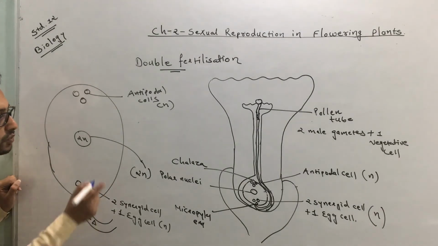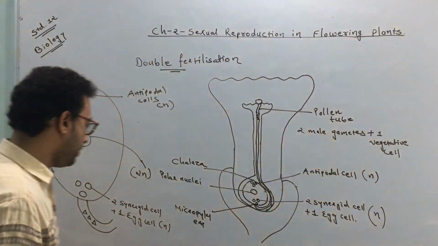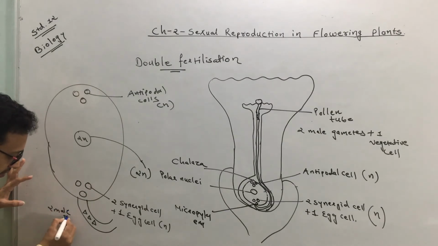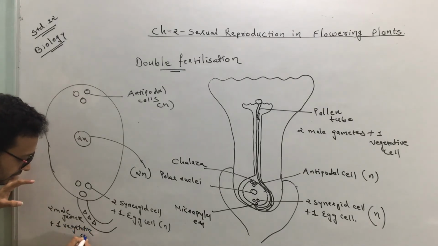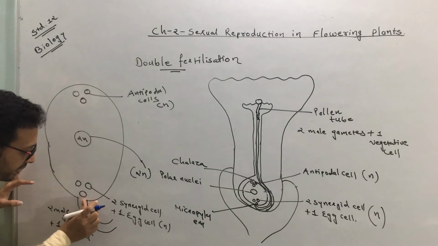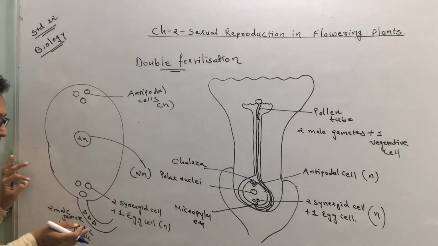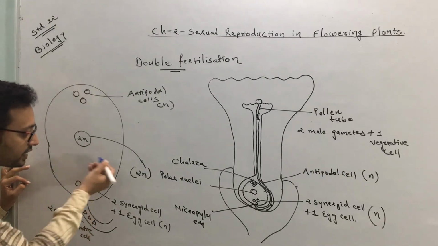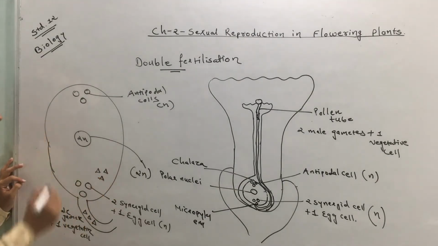And you know the 3 cells present in the pollen tube. Which 3 cells are present in the pollen tube? 2 male gametes and 1 vegetative cell. Once it enters, it breaks this wall. The micropylar end is where the pollen tube enters, and these 3 cells are released into the embryo sac.